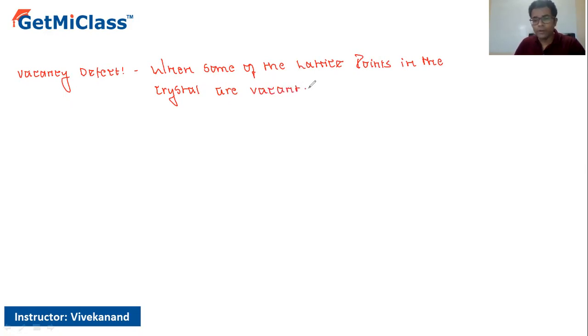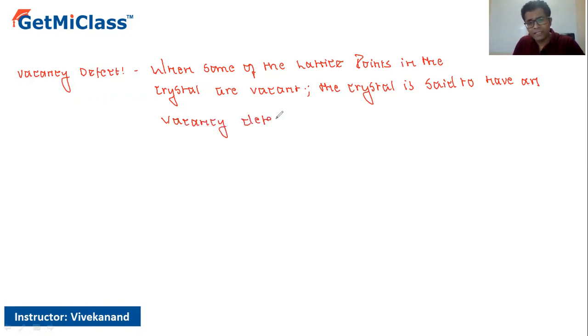So that particular point, that particular atom or that particular ion, is actually missing from that point, right? Now, the crystal is said to have a vacancy defect.